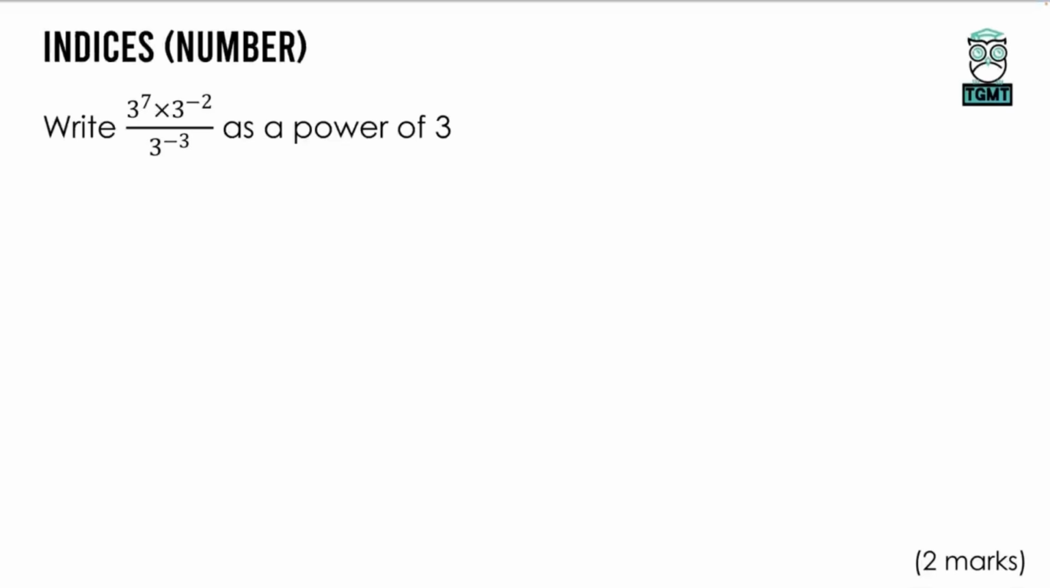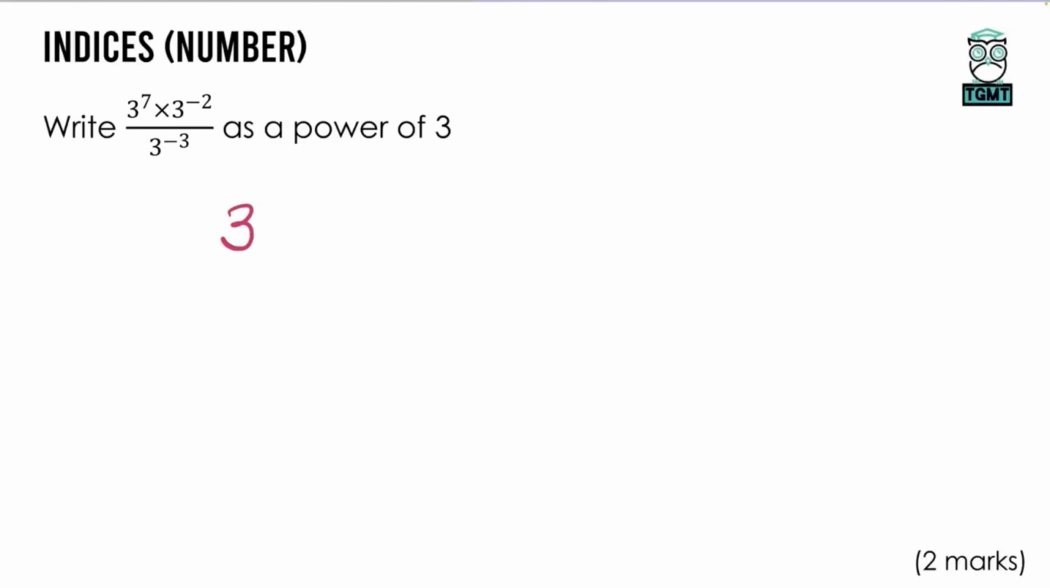When we have indices and we are dealing with numbers, we could be asked to write the value of this. However, if we were asked to write the value here, we could just type this into a calculator. But this one says write it as a power of 3. So if we're going to write it as a power of 3, it's easier for us to apply our index laws. So when multiplying, we can add the powers. So on the numerator there, we can simplify that 3 to the power of 7 times 3 to the power of negative 2 by adding the powers.